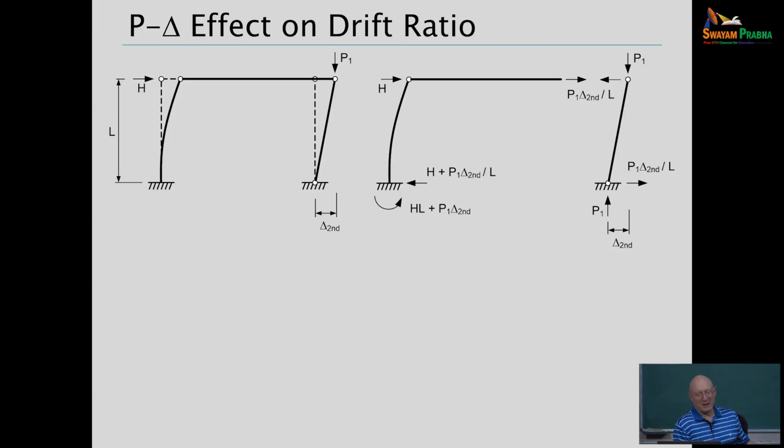And then the free body diagram on the right, Newton's third law, the force is transferred to the horizontal strut there at the top and then over to the cantilever. And guess what? Our story shear at the bottom of the cantilever is H plus P1 times delta second over L. And also we can see that our lateral moment got increased. It's now HL plus P1 times delta second. Okay, very nice, but we haven't figured out what delta second is yet.